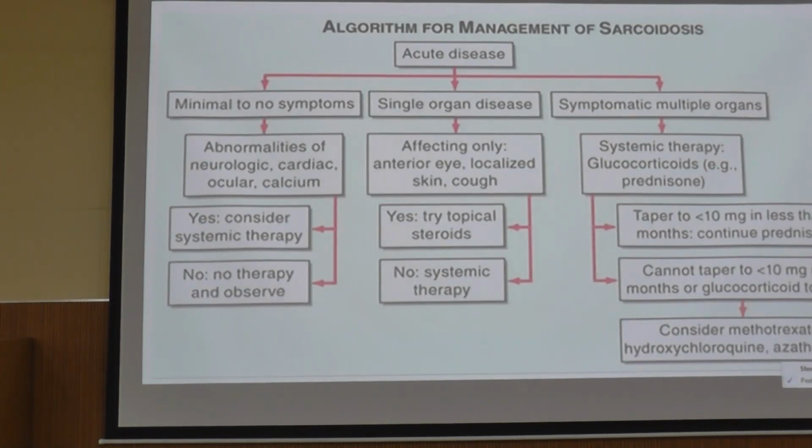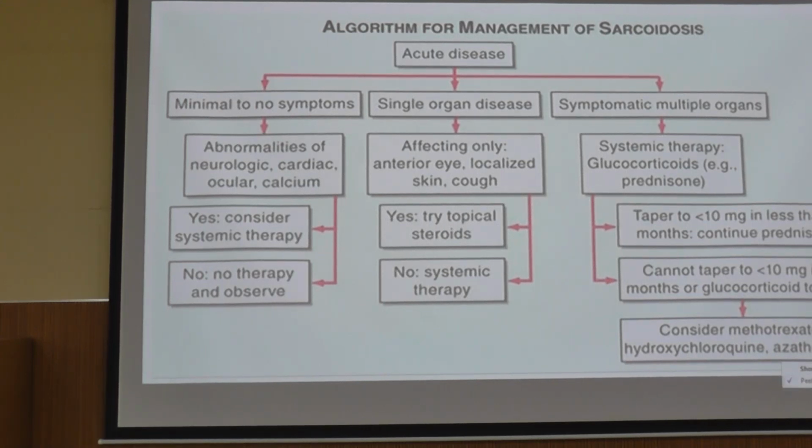Now, minimal to no symptoms, okay, there are no abnormalities of the heart or the eyes, no hypercalcemia, then you just observe them. If only one area is involved, anterior eyes or localized skin involvement, topical steroids for skin involvement. Okay, no systemic therapy most of the time.